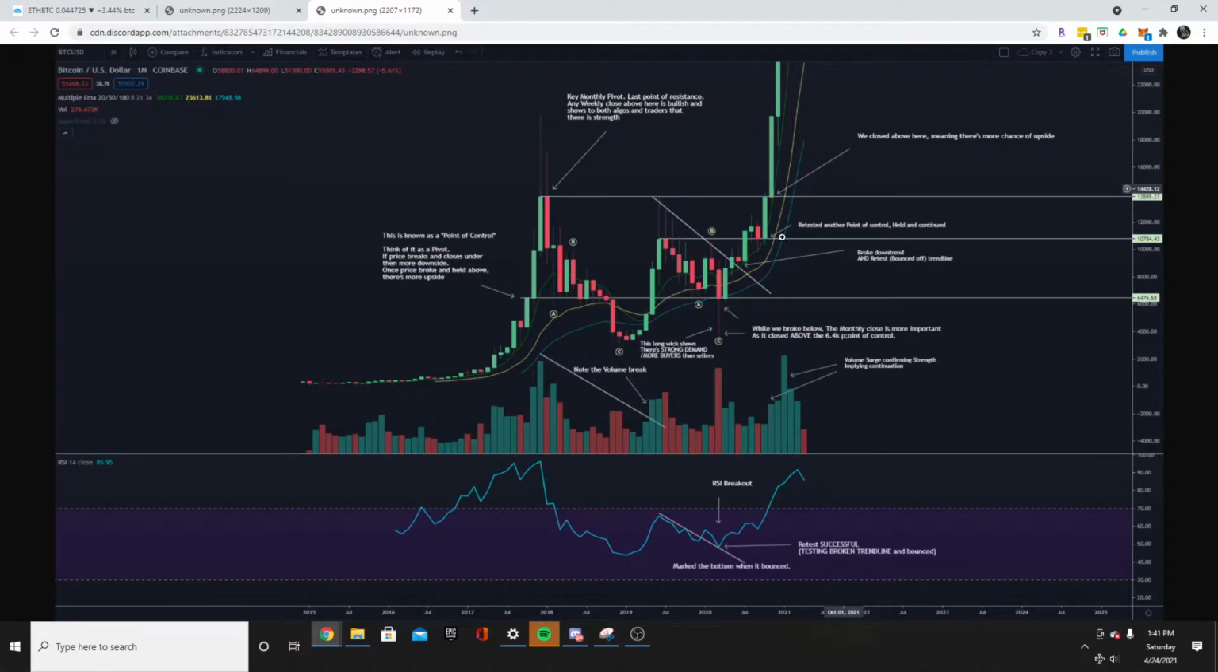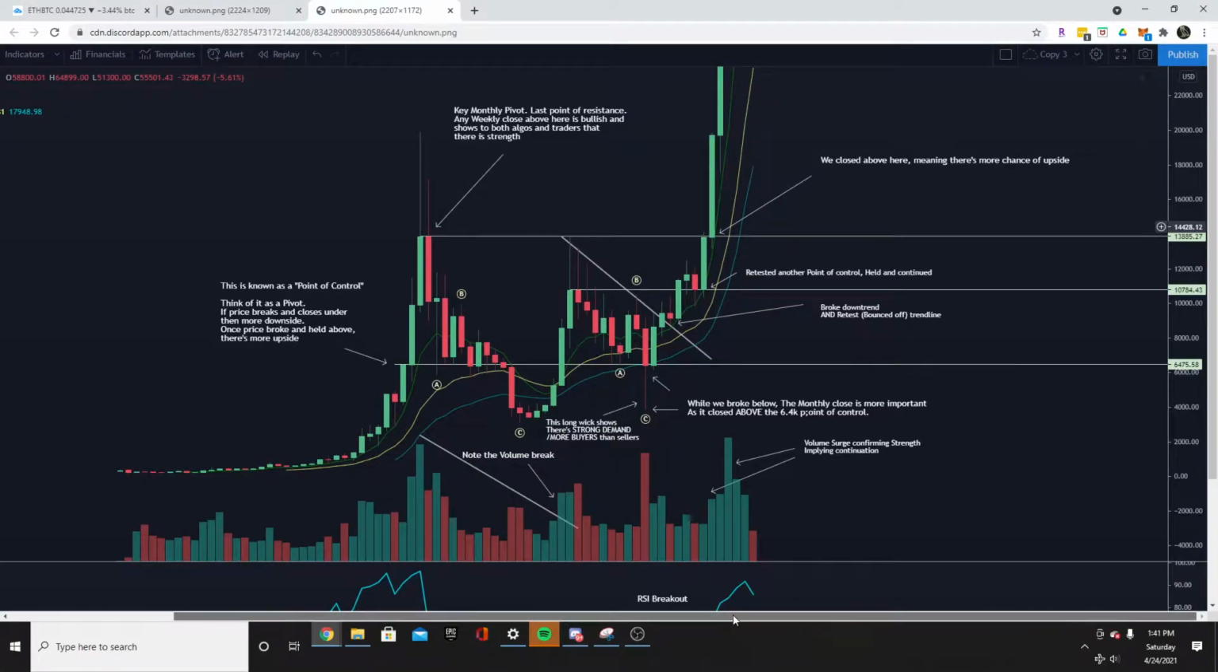All right, so this is 1 month, and let's just break it down. I like to read charts left to right. So here I can see that 13.8K is a monthly pivot. That's probably our last line of defense to break up. So any weekly close above here is bullish. It shows algos and traders at their strength.